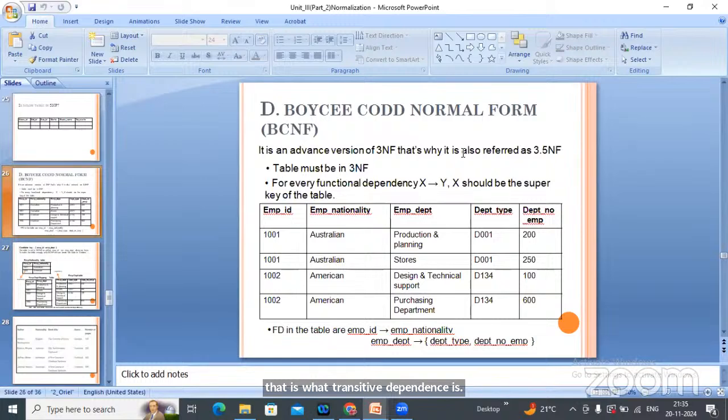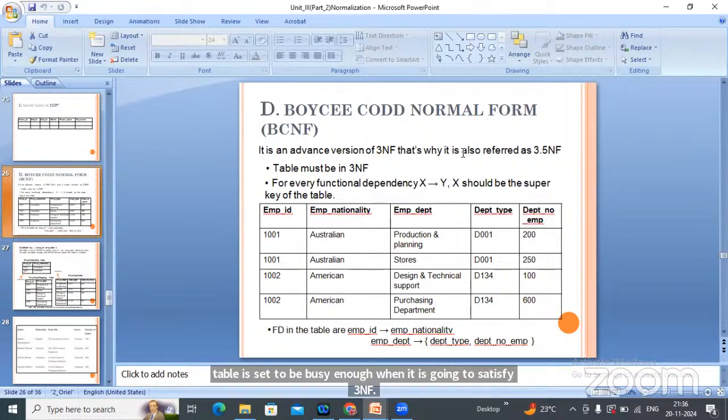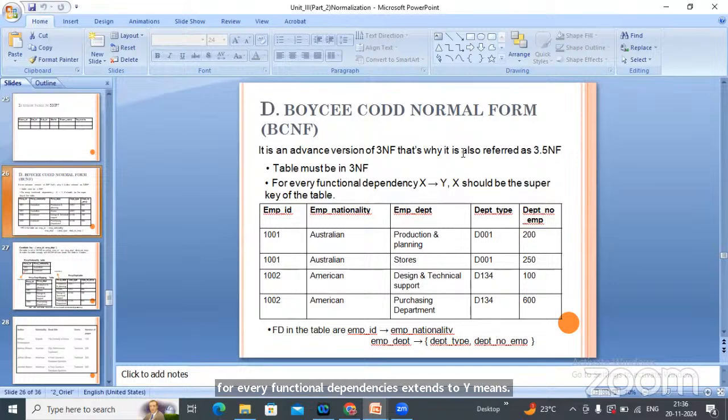Next, BCNF. It is an extension of third normal form. It is also called 3.5 normal form. It is an advanced version of 3NF. A table is said to be in BCNF when it satisfies 3NF, and for every functional dependency X to Y, X should be a super key of the table.